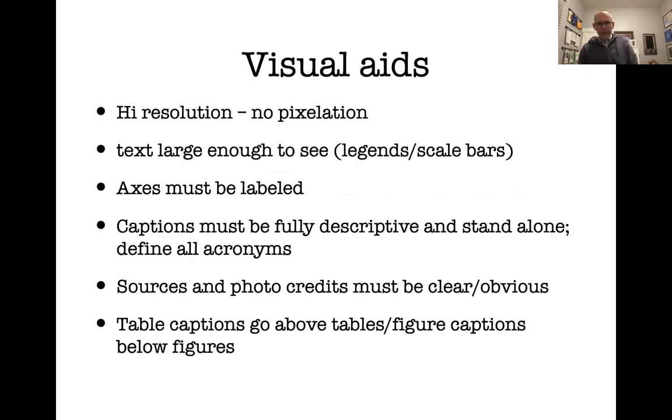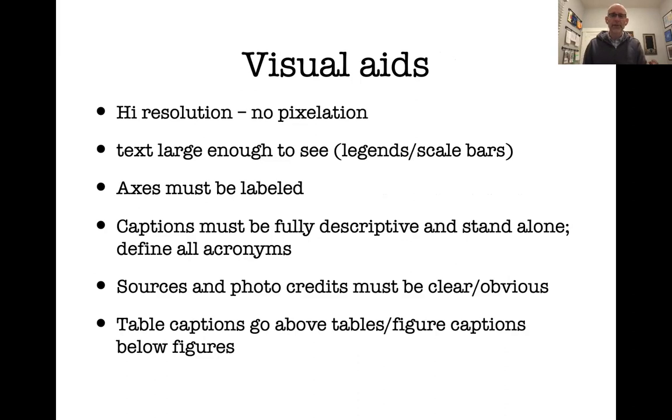All right, visual aids should also be included. A picture's worth 1,000 words, and having a lot of good visual aids can be really important. Make sure that they're high resolution and not pixelated. Make sure the text is large enough to be seen. If you're reproducing material from other sources, sometimes things like legends and scale bars on maps might be too small. Make sure that the axes are labeled.